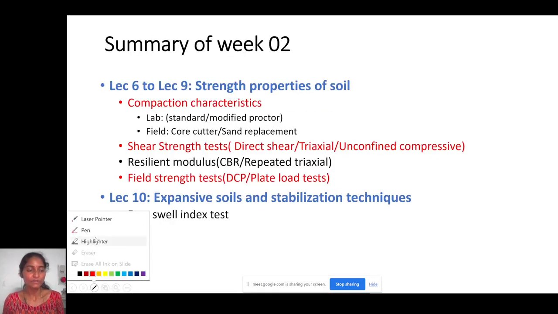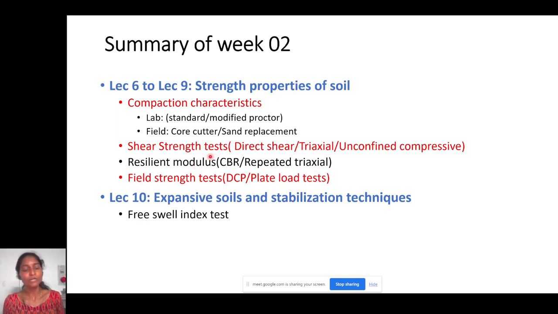empirical relations, because every time conducting a test to determine the resilient modulus, either using a triaxial test or anything else, is very cumbersome. You might not have the equipment facility every time. Then we might use a test like CBR, and use the empirical correlations to determine the resilient modulus.